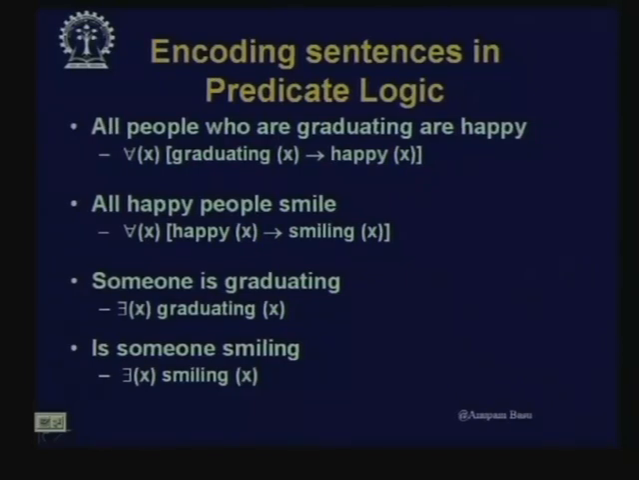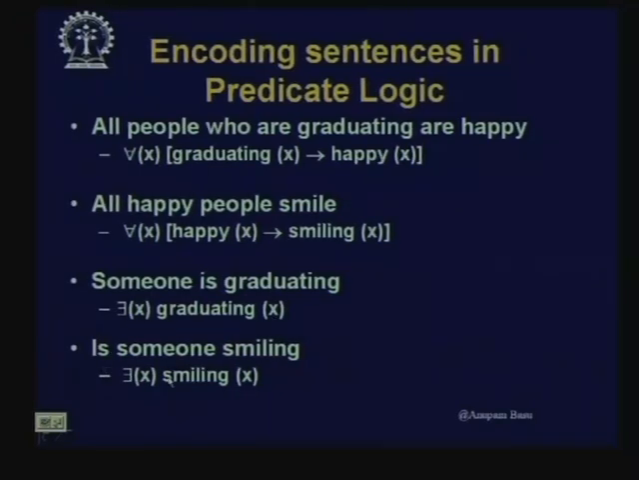Someone is graduating. Now, what is the... you should have done that, here it has been shown, but you could have also done that. Someone is graduating, that means there exists an x. This parenthesis is not required, frankly speaking, here, because there is no scope of confusion. There exists x such that graduating x, that is someone is graduating.